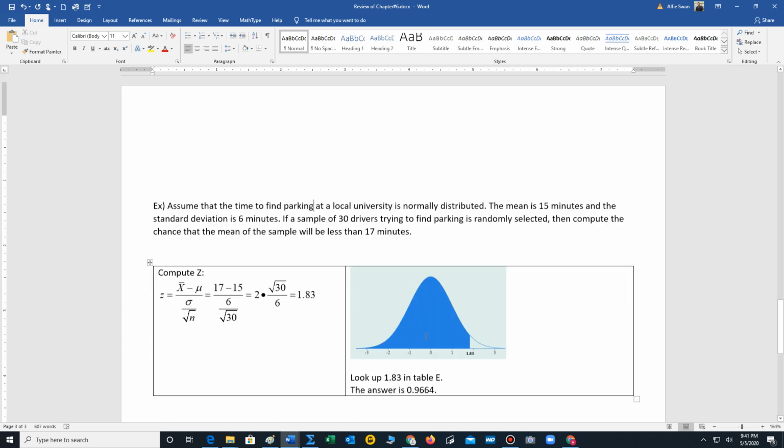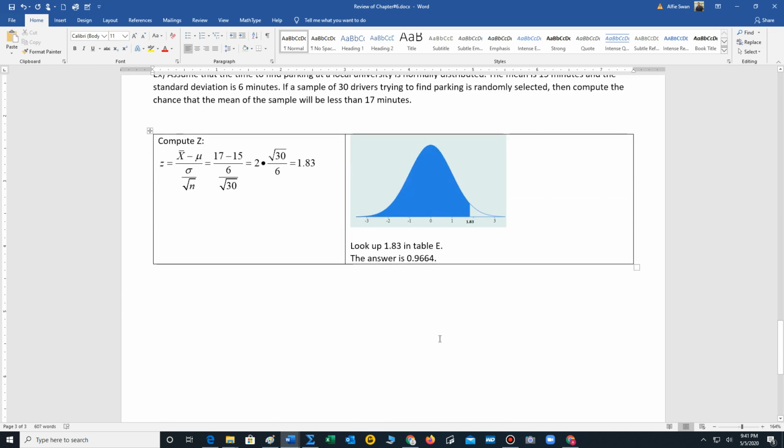So these are all examples of what you're expected to know for sections 6.1, 6.2, and 6.3. Take care.